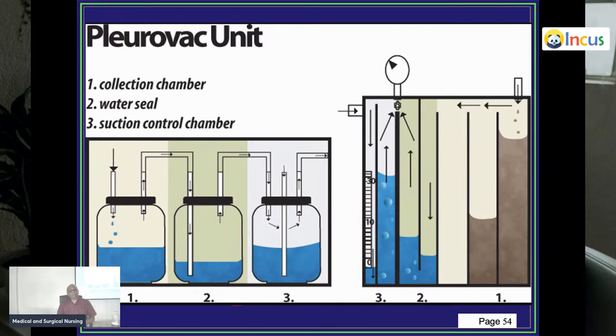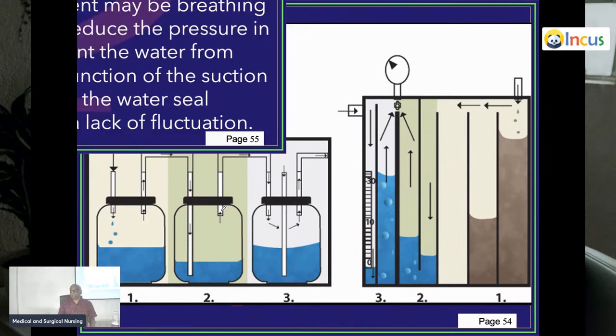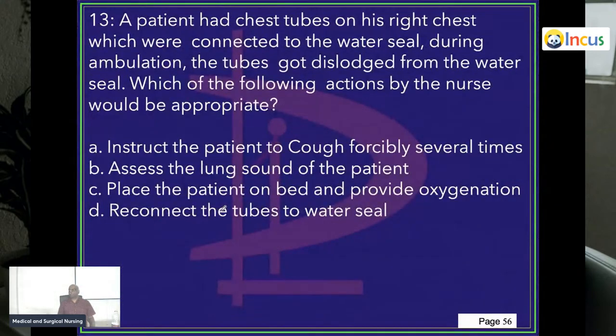You might have seen in the hospital every day, a lot of intercostal drainage tubes placed, typically by the pulmonologist. Now, a patient has a chest tube on his right chest, which was connected to the water seal. The tube got dislodged from the water seal. As a nurse, what is your immediate action?